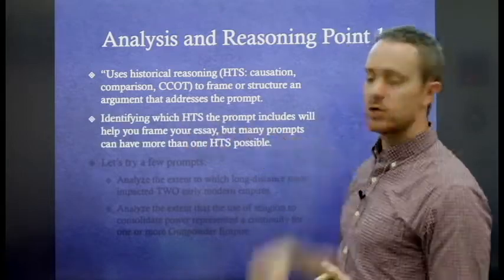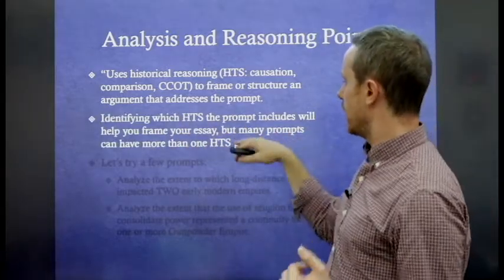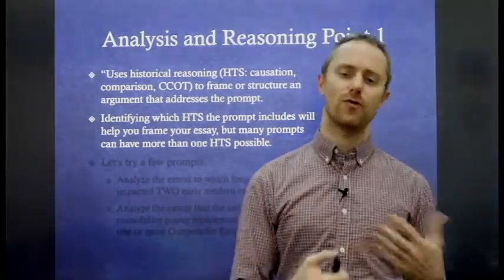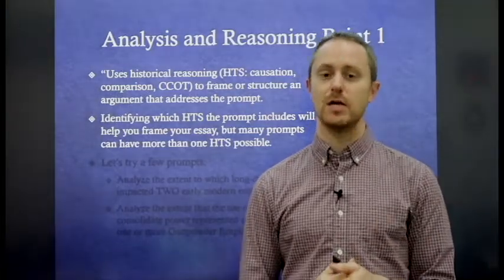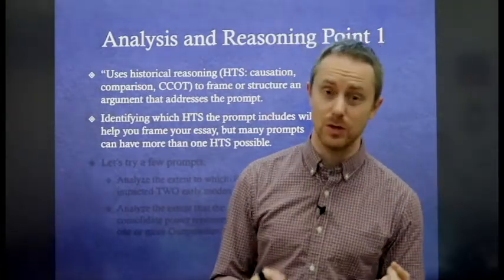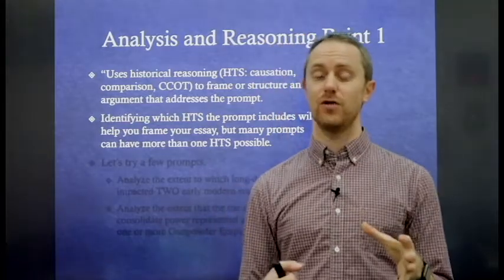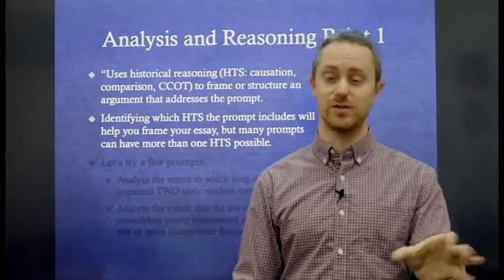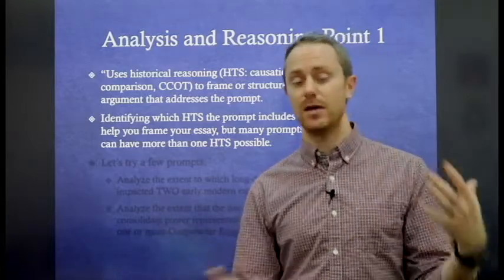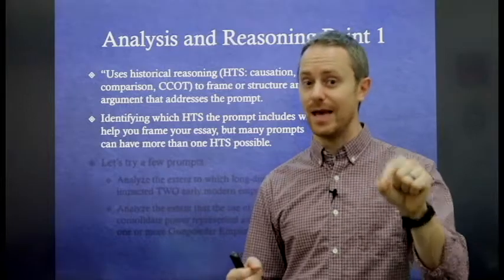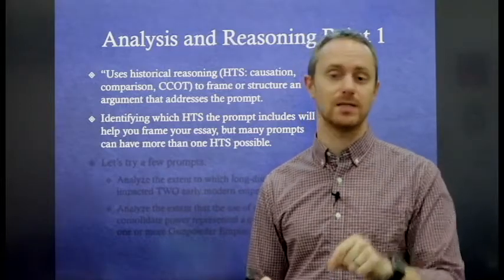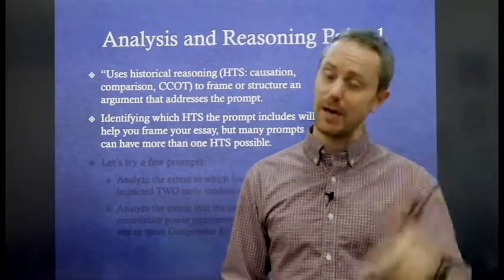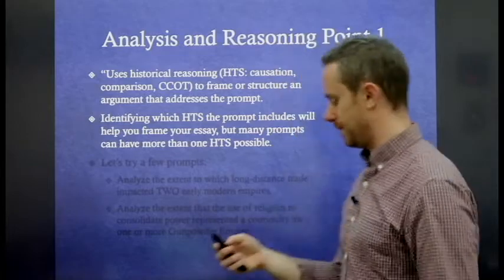You need to identify which historical thinking skill the prompt includes. By doing that, it'll help you frame your essay, but remember, most prompts allow for multiple different historical thinking skills. You've got to pick one and just make it clear what you're doing. Use the wording of those types of skills. So use cause, use effect, use similarities, use differences, use continuities and changes. By doing so, you're cueing the reader to say, hey, Menenberg's writing a CCOT essay. He's structuring his whole argument around CCOT. They're going to pay attention and they're going to give you that point as a result of that, okay?